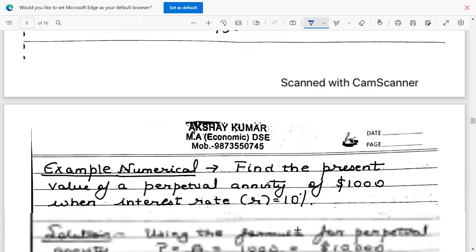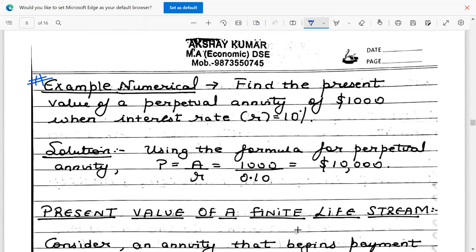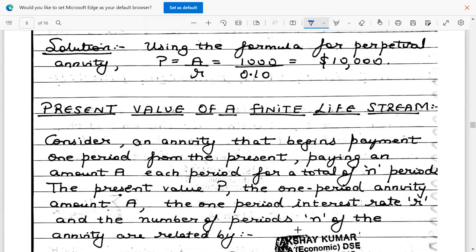Now, what are we doing in the next lecture? We have covered this numerical on the whiteboard. In the next lecture, we are going to look at present value of a finite life. We were looking at perpetual annuities in this lecture, which were paying us a fixed sum forever. Now, let's be more realistic. In the next lecture, we'll talk about how to calculate the present value of a finite life stream. That means you will be receiving the payments only for a finite lifetime, not perpetual.